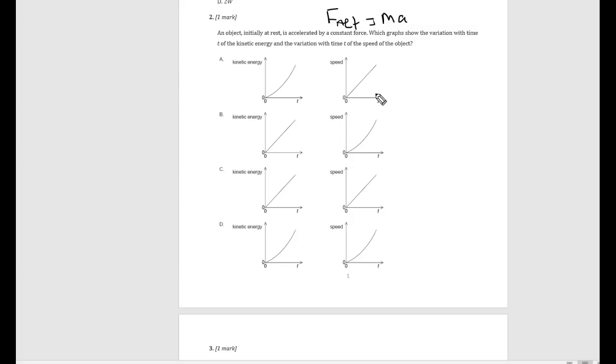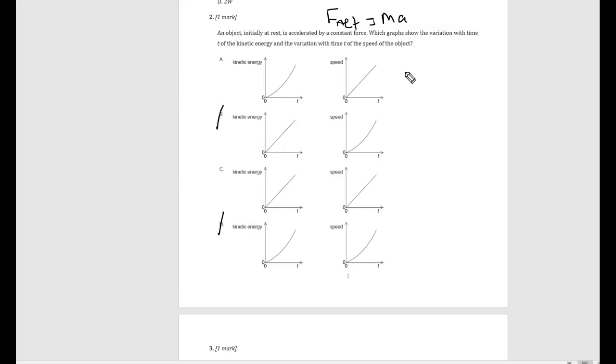Not only is it increasing, because all of these graphs show increasing speed, but it's increasing in a specific way. Remember, for a speed time graph, the slope gives you the magnitude of the acceleration. Because we know the acceleration is constant, we want a speed time graph that has a constant slope. A constant slope is a line. So that takes out B and it takes out D, because you can see these are not lines, these are kind of parabolic in shape. So it can't be B or D.